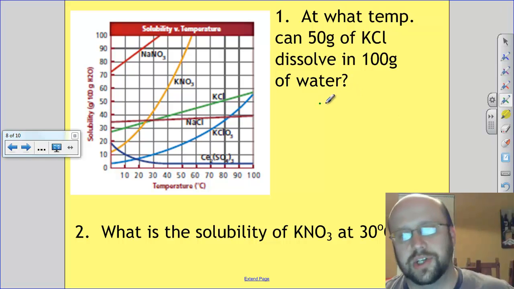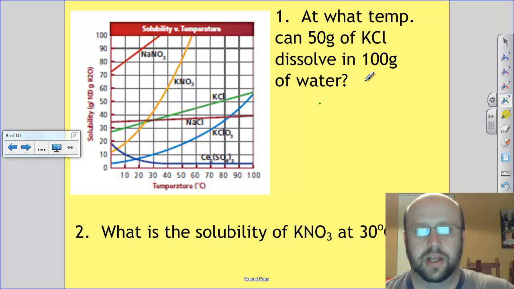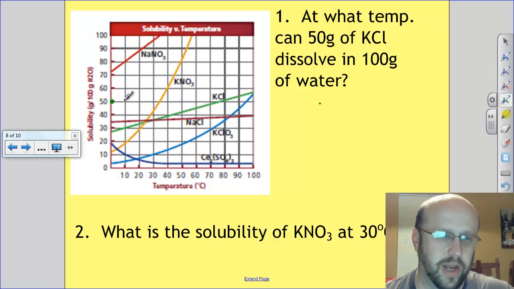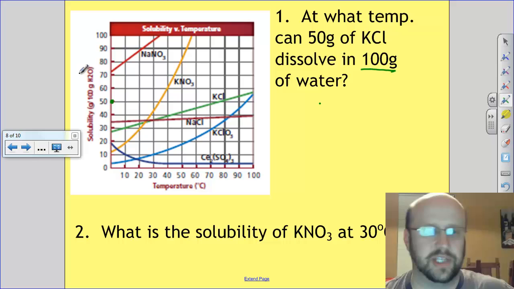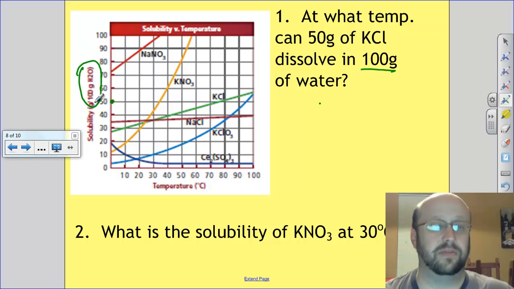So, question number 1. At what temperature can 50 grams of potassium chloride dissolve in 100 grams of water? Okay, so here's the way we would find that out. I'm at 50 grams, right? Now, it says 100 grams of water. What does that mean? That's what my graph is defined in terms of. It doesn't have to be. It could have been defined in terms of 1,000 grams of water. This particular graph, though, is 100 grams.